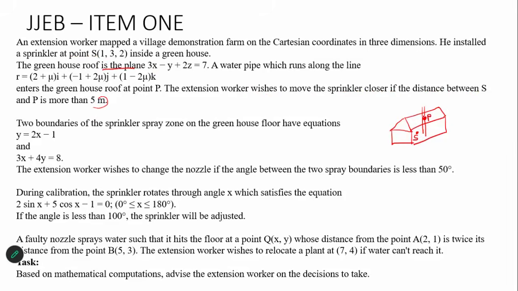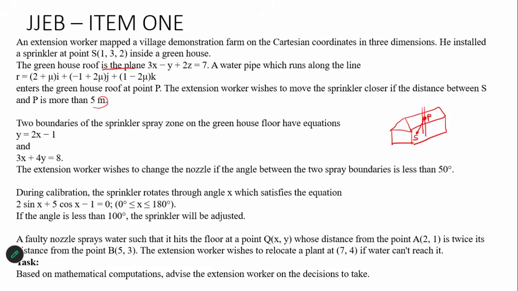And at the point P here you want to obtain the distance from this plane, from the point P to where S is. So in simple terms, they are asking you to find the distance between S and P, and you verify whether it's more than 5 meters. Now, as you break down the scenario, you are going to ask yourself, this point P is where the pipe passes as it enters through the greenhouse. Do you know what point P is?